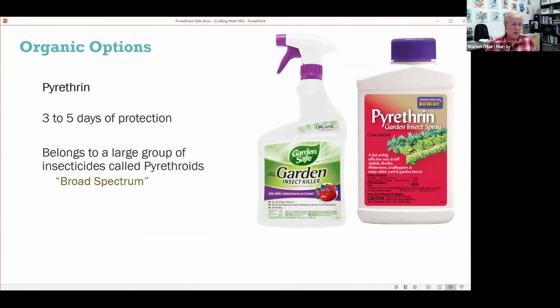And then finally for organic, I wanted to mention pyrethrin. So I imagine a lot of you guys are familiar with it. It only provides about 3 to 5 days of protection though. So let's say you were going to use pyrethrin for the second generation of codling moth, where the temperatures are hot, there's a lot of egg hatch, you're putting on a lot of sprays, even though you're organic. So that is something to think about. So the pyrethrin belongs to a large group of insecticides called pyrethroids, meaning it's a broad spectrum product. So it does kill a lot of other things besides just codling moth.